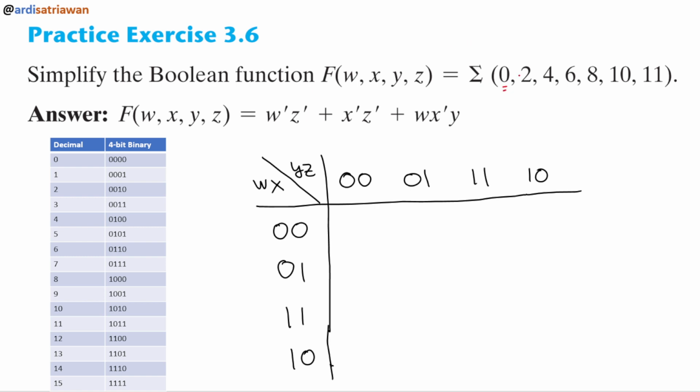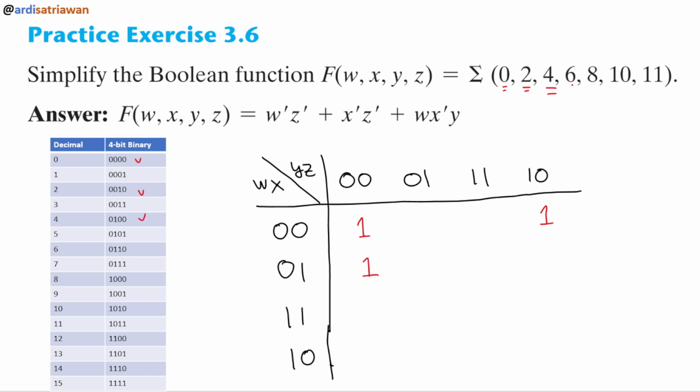We have 0 here. 0 is 0000, so this cell here is 1. The next minterm is 2. 2 is 0010, so we need to fill it here. This is for the minterm of 2. Similarly, we will have 4. What is 4? 4 is 0100, so let's fill it here.